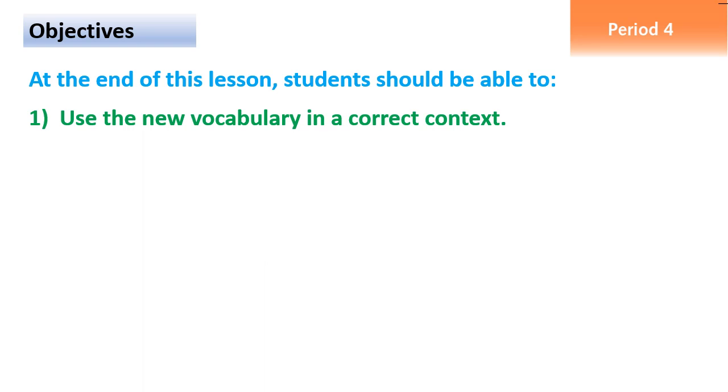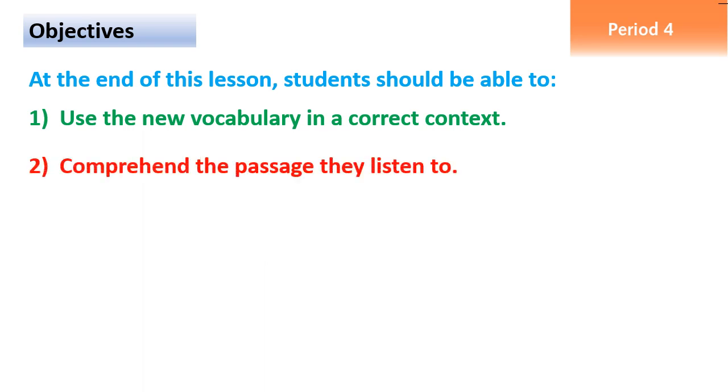المستوى الأول pronunciation. مستوى اللفظ نعرف نلفظ الكلمات صح. المستوى الثاني meaning المعنى. والمستوى الثالث is one of the most important issues وموضوع مهم جدا, and that is to use it. How to use the new vocabulary. استخدامهم هو أهم في الأمر. نحن نتعلم الكلمات لنستخدمها. So the second objective, comprehend the passage.